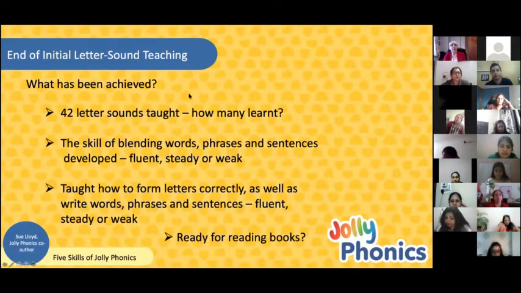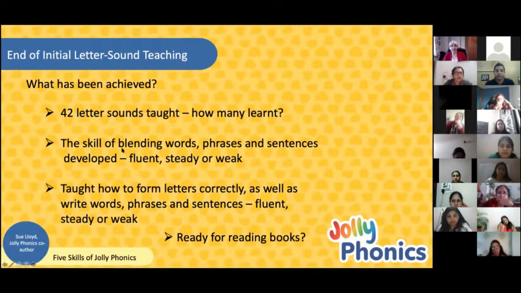And so at the end of your initial letter sound teaching, those first 42 letters, what has been achieved? Well, you will have taught 42 letter sounds and hopefully know how many have been learnt by your children. There are some you don't even need to test. You just know it. They're so good. But you soon get to know the ones who are weak, and you will look at them and find out how many they know and how many they don't know. And then you know what you've got to do.